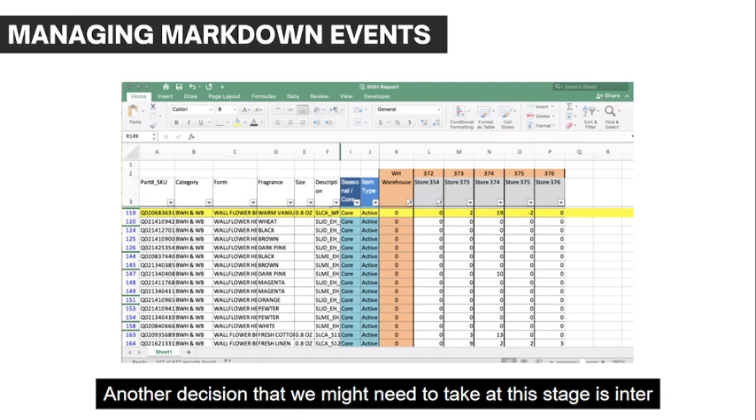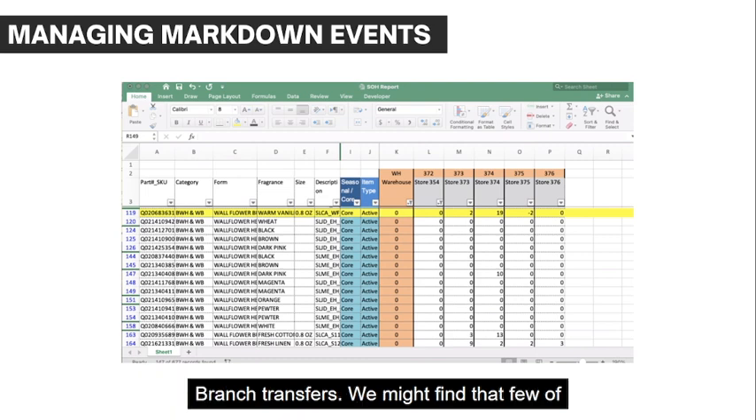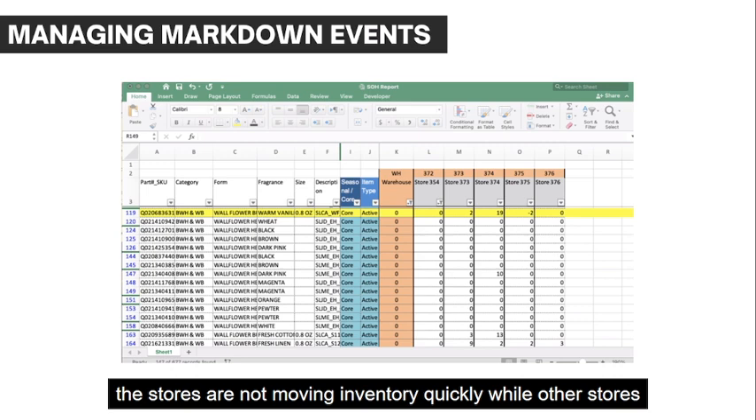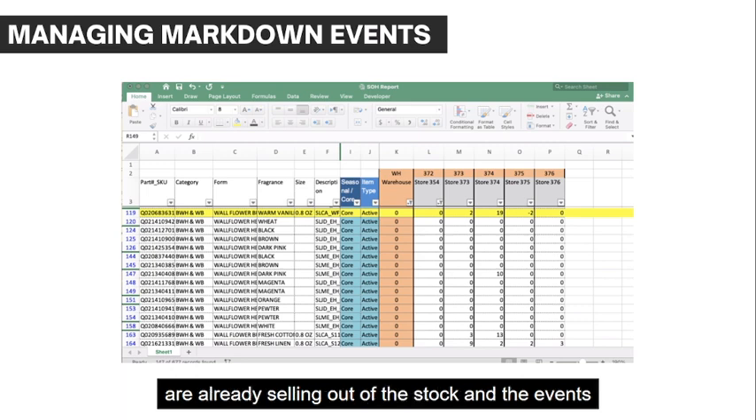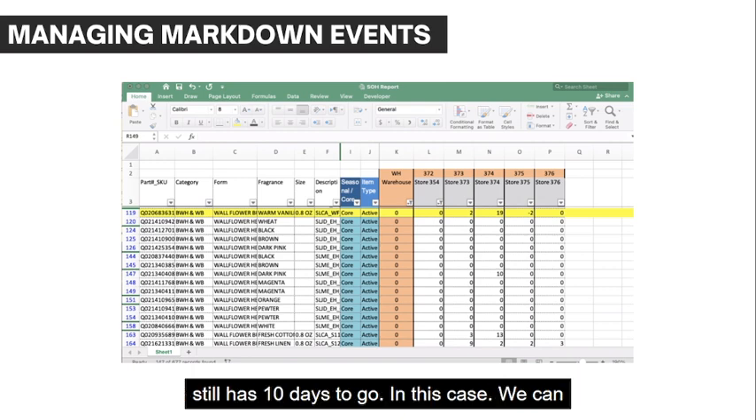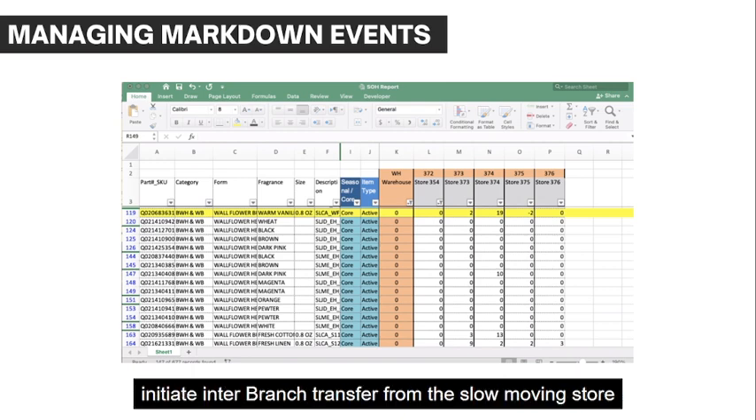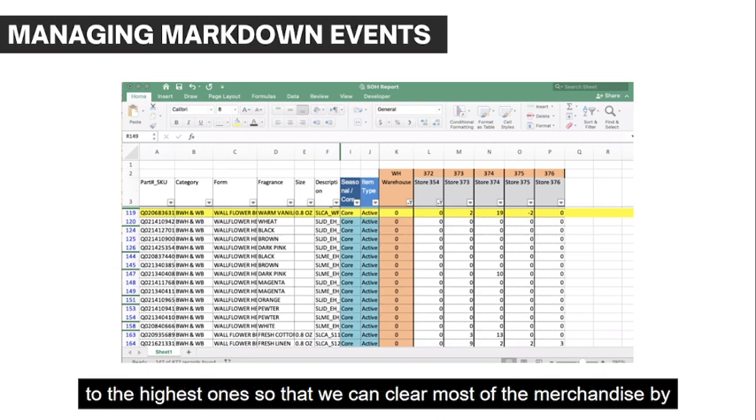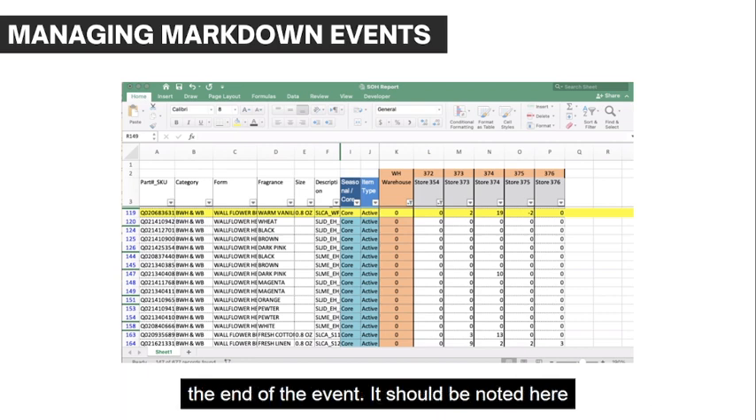Another decision that we might need to take at this stage is inter-branch transfers. We might find that few of the stores are not moving inventory quickly while other stores are already selling out of the stock and the event still has 10 days to go. In this case, we can initiate inter-branch transfer from the slow-moving store to the highest ones so that we can clear most of the merchandise by the end of the event.